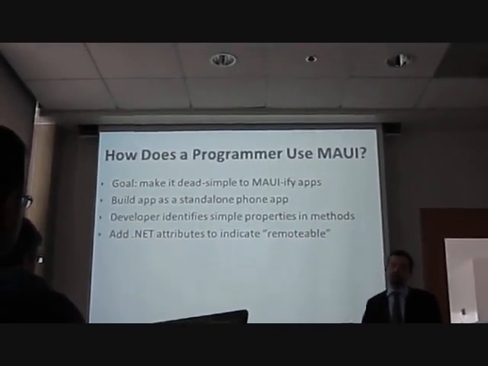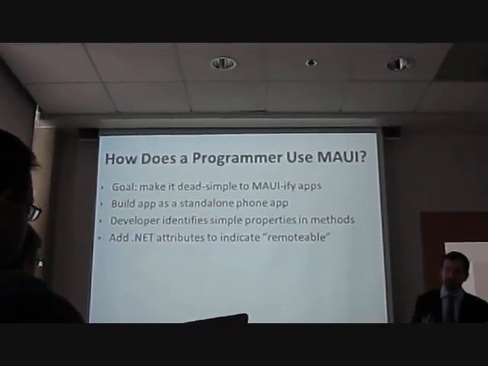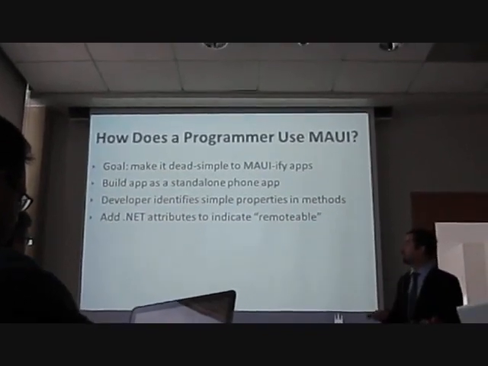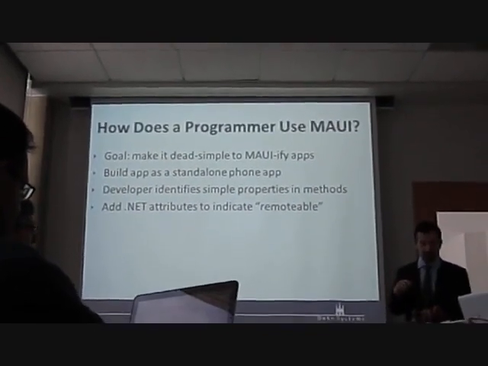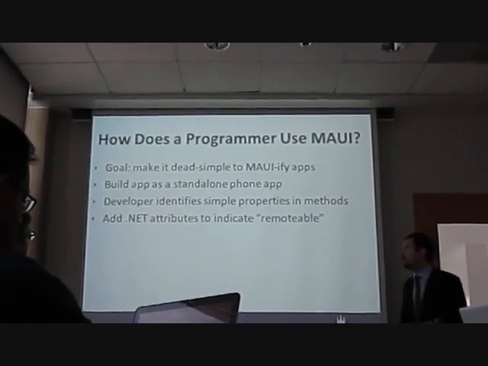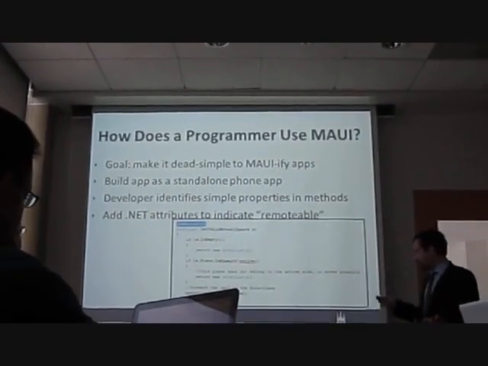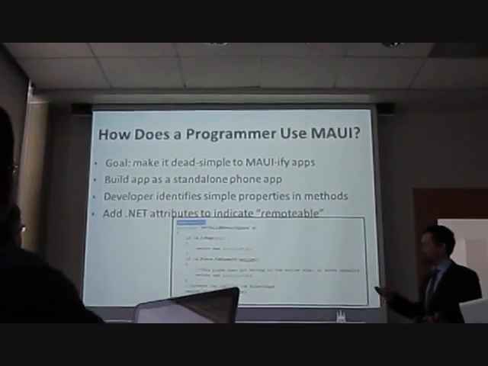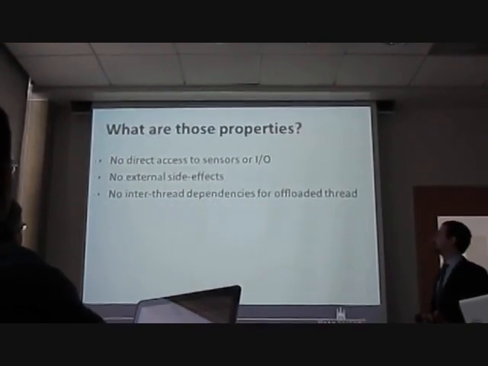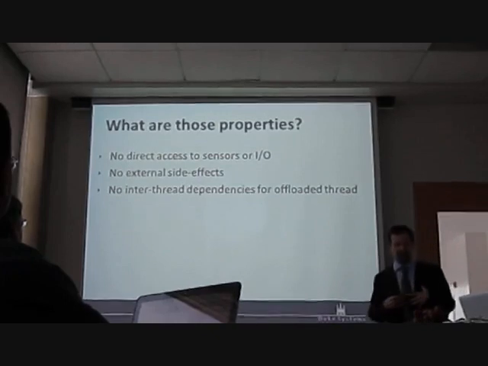And here again, coming to my statement, the developer has to identify simple properties and methods. Those that fulfill those properties will be annotated with a remote attribute. It's actually very simple. You have your method, and you just have to put this word on top. It's very simple.